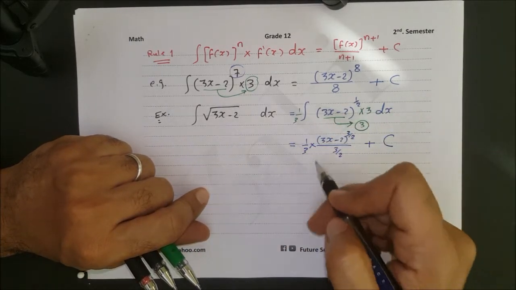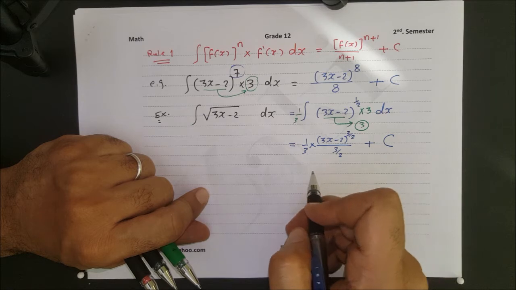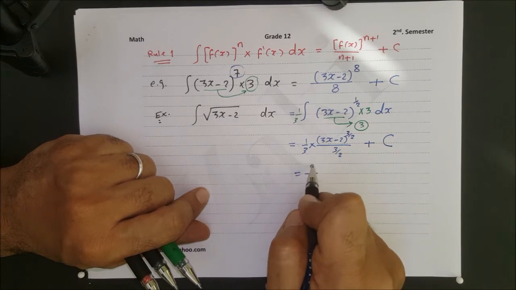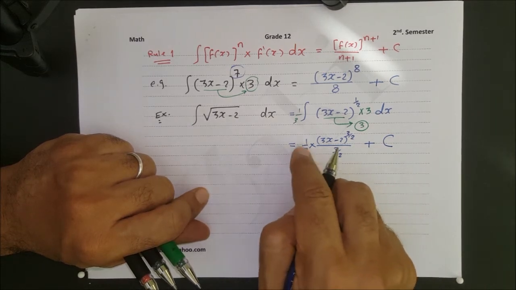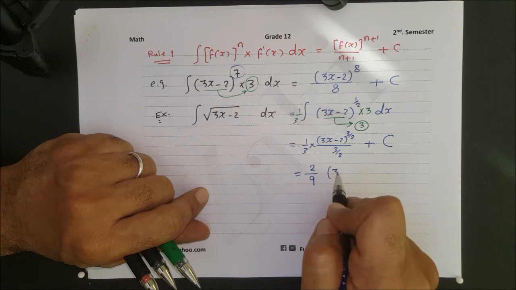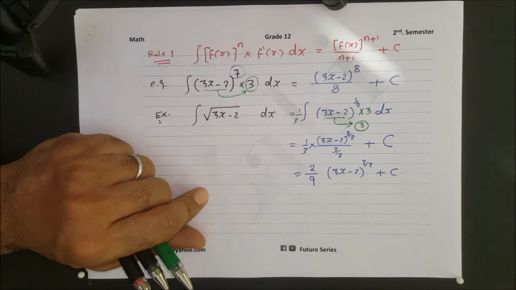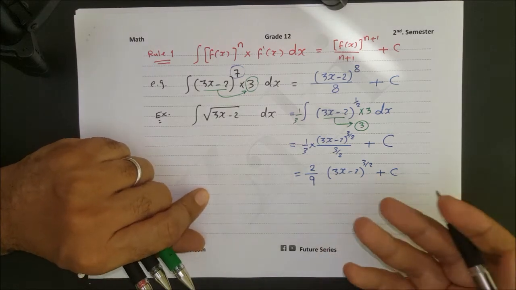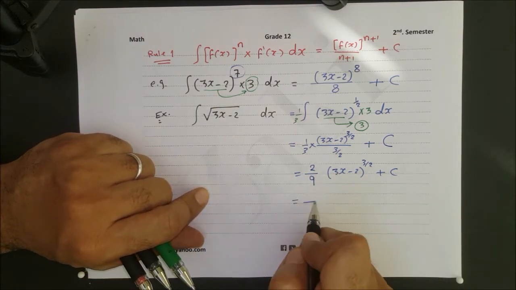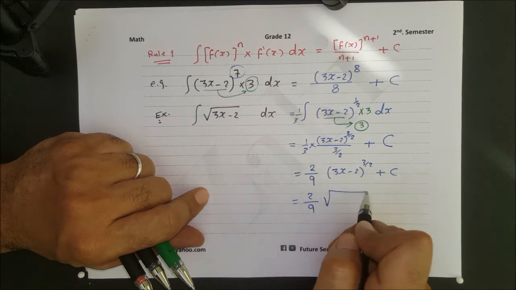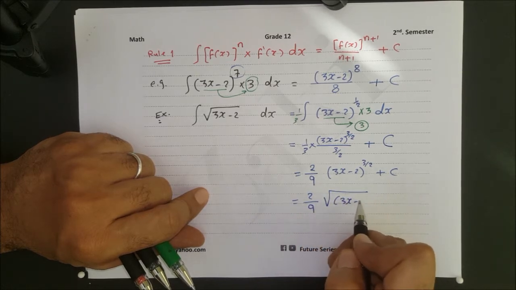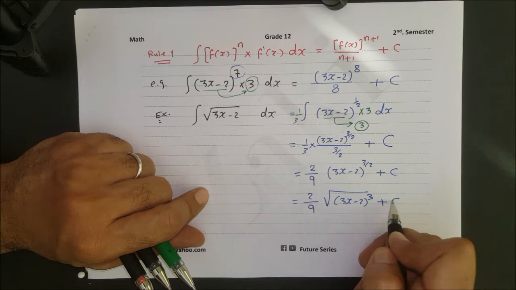Now we simplify. When you simplify, you flip: 1 over 3 over 2 becomes 2 over 3. So finally, it's 2 over 9 when we simplify, multiplied by 3x minus 2 power 3 over 2 plus c. You can simplify more. This is a square root, so we can write 2 over 9 square root of 3x minus 2 power 3, plus constant.